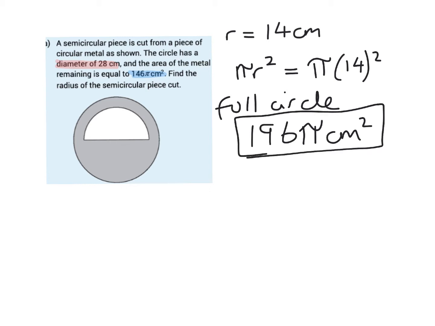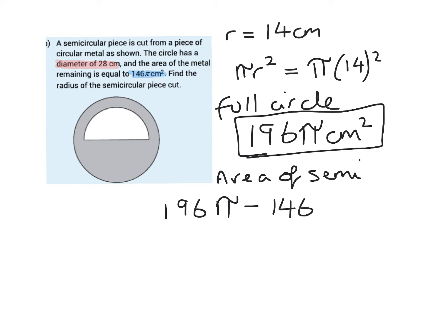Now, I'm told that the area of the metal remaining is 146 pi cm squared. So I'm going to find the area of the semicircle by taking 196 pi minus the 146 pi. And that's going to give me 50 pi cm squared. So that's the area of the semicircle.